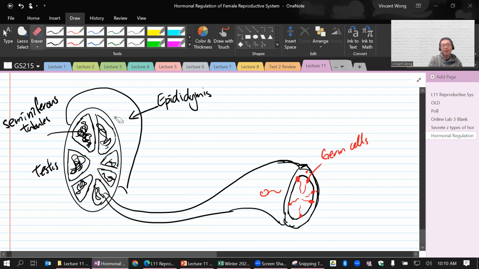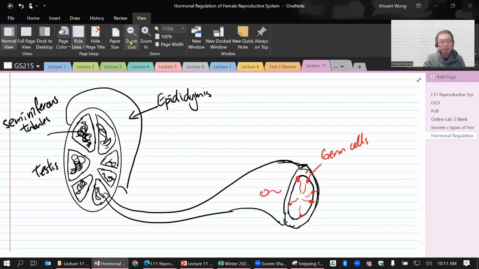And then they're going to stay there and continue their maturation, basically until they are released. But the germ cells are on the edge of the seminiferous tubules, and as they mature, they move towards the center, which is hollow, and when they're fully mature, they break off and follow the tube system until they get to the epididymis. Any questions so far?